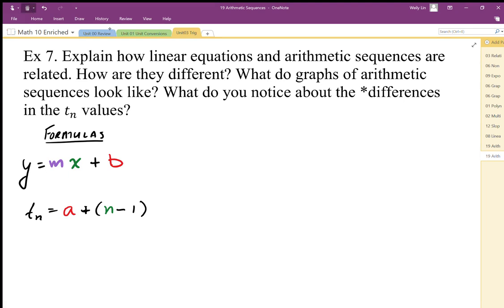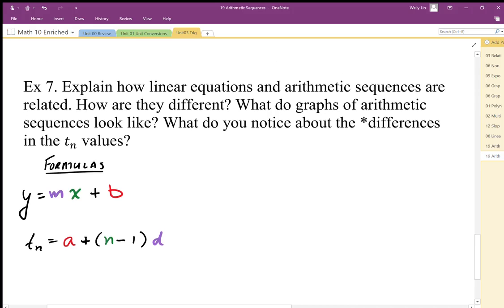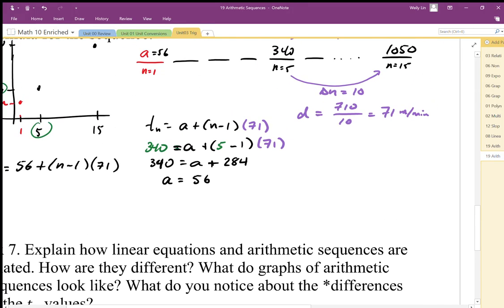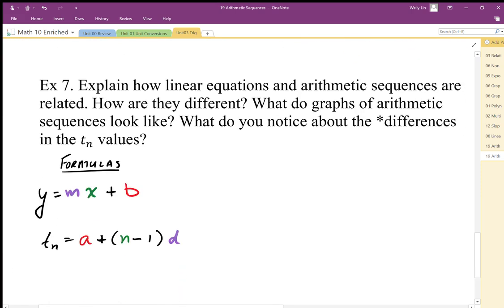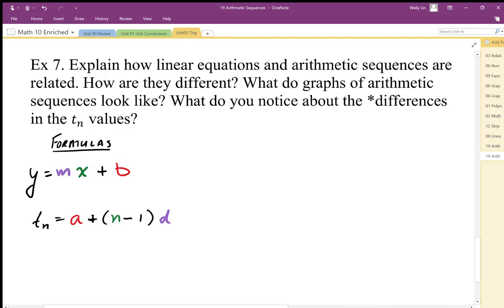And then we're going to go up by our common difference, which is the same as our slope. The common difference and slope are the same thing. If we recall going back up here, this d value we found by change in y over change in x. Really, it's slope. So they're essentially the same thing.